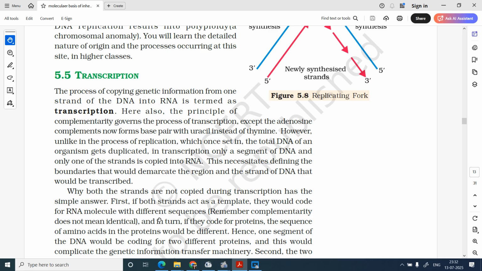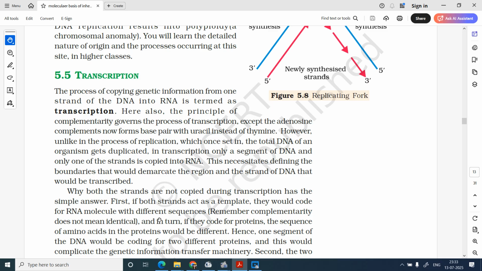This necessitates defining the boundaries that would demarcate the region and the strand of DNA that would be transcribed. Why both strands are not copied during transcription has a simple answer. First, if both strands act as template, they would code for RNA molecules with different sequences. Remember, complementarity does not mean identical, and in turn, if they code for proteins, the sequence of amino acids in the protein would be different.